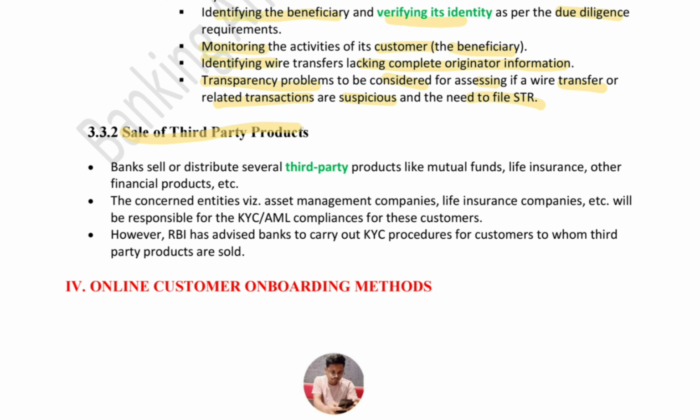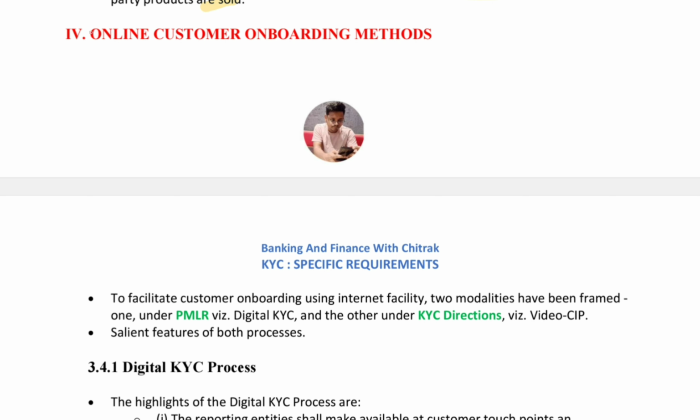Now, sale of third-party products. You know that in recent times, banks have started to sell or distribute a lot of third-party products like mutual funds, life insurance and other financial products. So the concerned entities, that is the AMCs and life insurance companies, will be responsible for the KYC AML of the customers. But RBI has advised banks to carry out the KYC procedures for customers to whom they are selling the third-party products. Now the final part of the chapter, online customer onboarding methods.